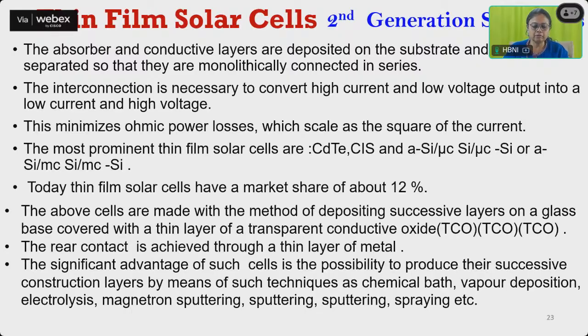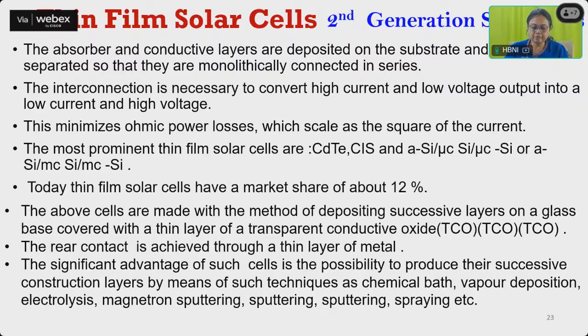The most prominent thin film solar cells are cadmium telluride, copper indium selenide, amorphous silicon, or silicon microcrystal, or different combinations. Amorphous silicon with silicon, or amorphous silicon with single crystal silicon, like that. So today thin film solar cells have a market share of around 12%.